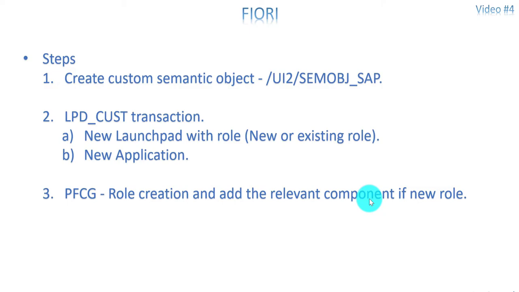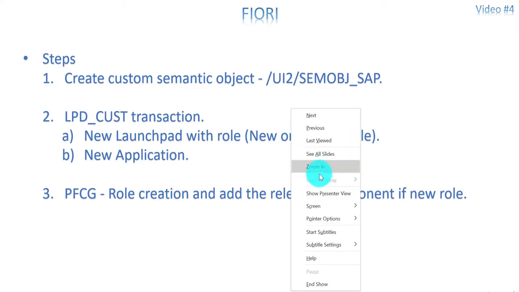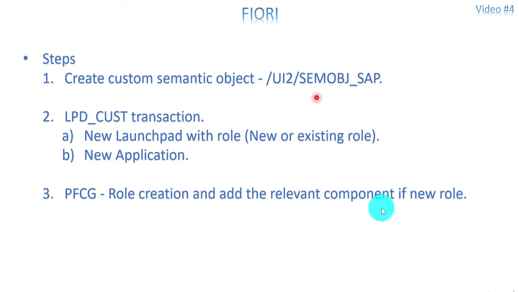The first step is to create a custom semantic object, just a name and description, and it's applicable for which application in SAP, like MM or PP, whatever it is. For that you have to use the transaction /UI2/semantic_object_SAP. Here the custom semantic object you can create with Z or Y or without, but it's preferable to go with Z or Y for easy understanding and client naming convention as well. Without Z or Y you are also able to create it.